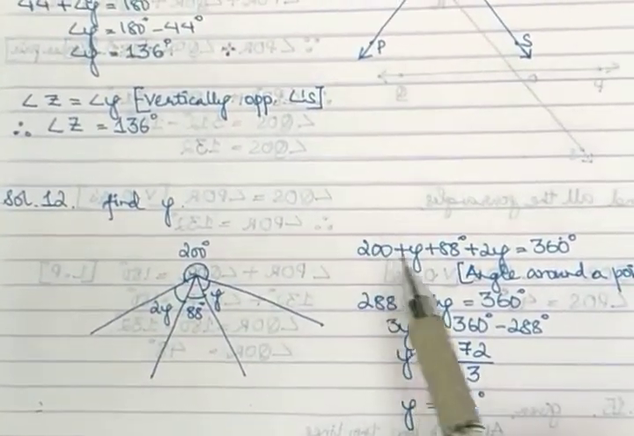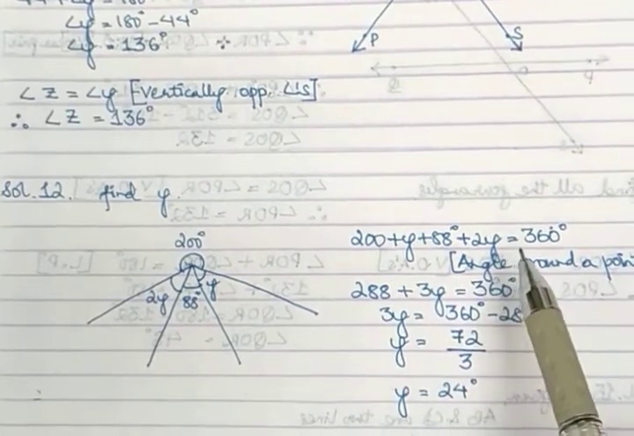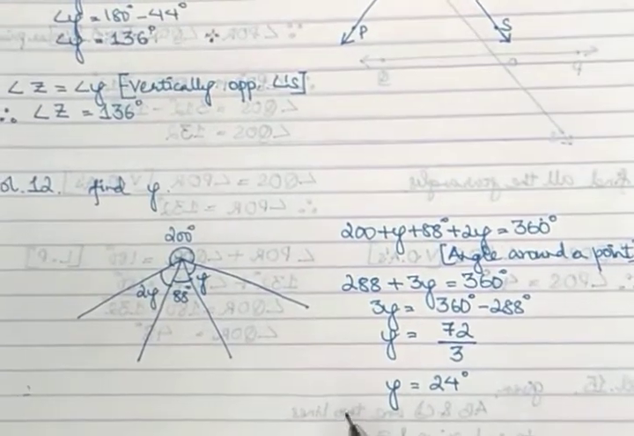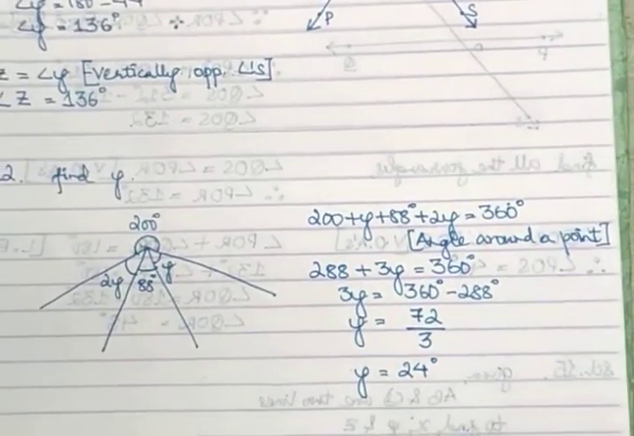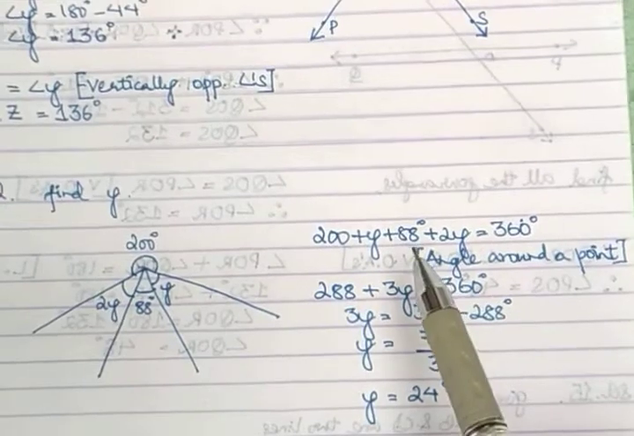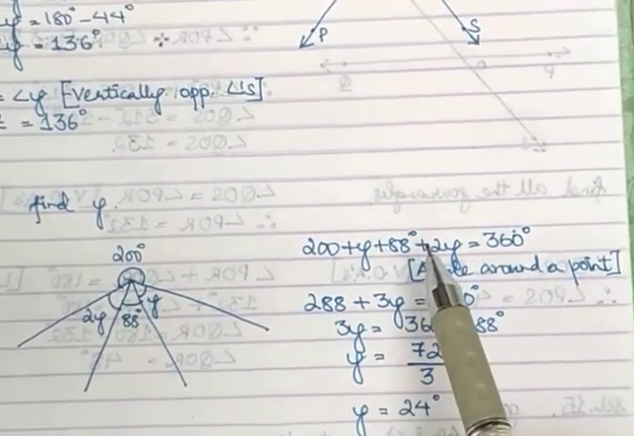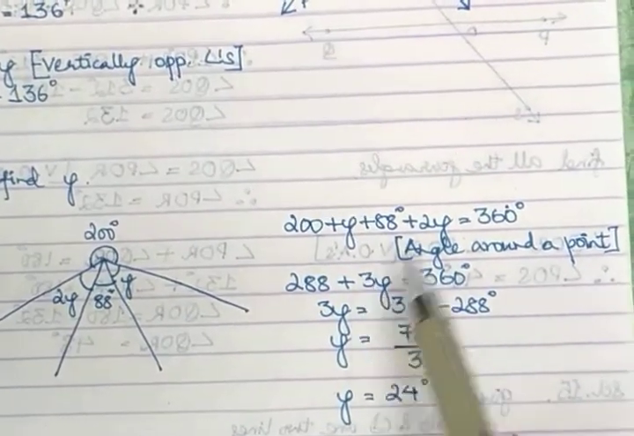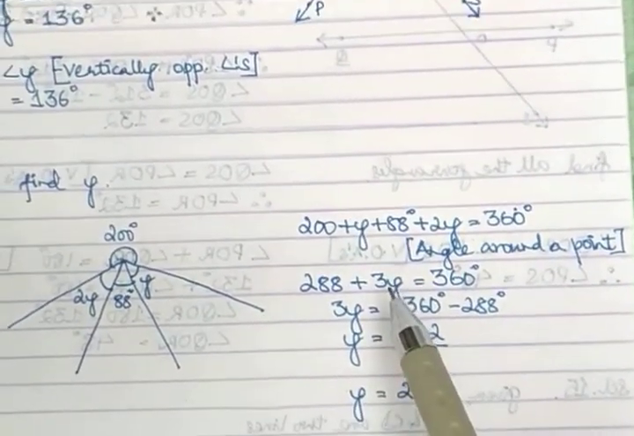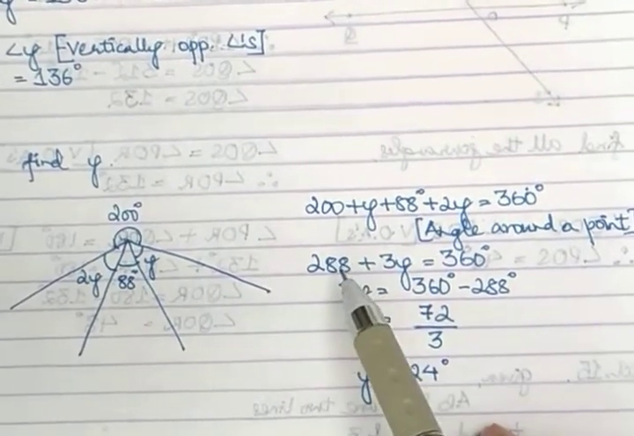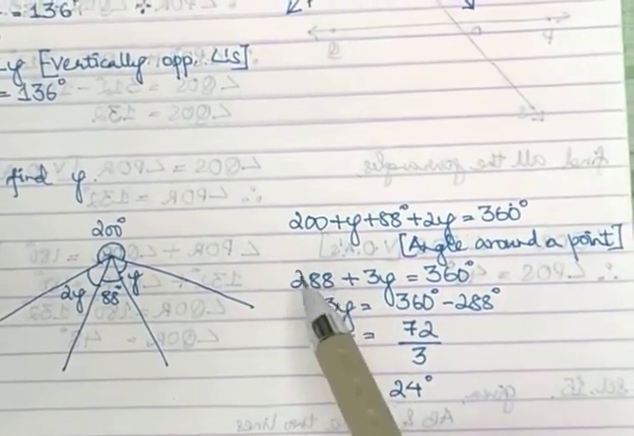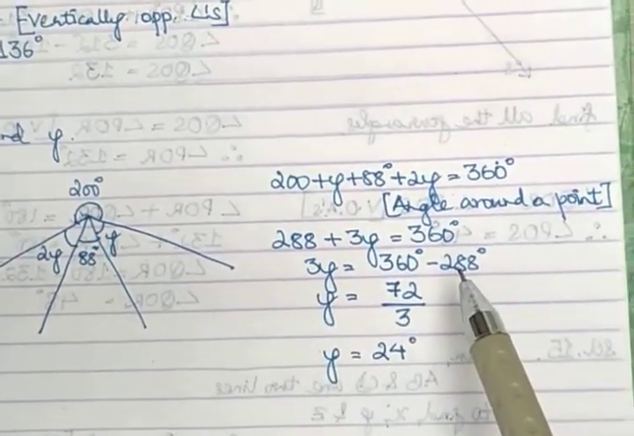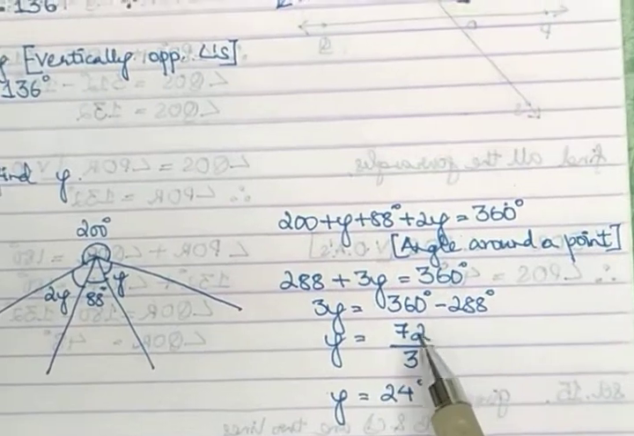See, 200 plus Y plus 88 plus 2Y equals 360 degrees, and I have written the reason, angle around a point, or you could have written complete angle as well, same thing. Now again the question went to a linear equation in one variable. 2y plus y will give you 3y. 200 plus 88 is 288. Now the constant term goes to the other side, from left to right, so it changes its sign. 360 degrees minus 288, that is 72.